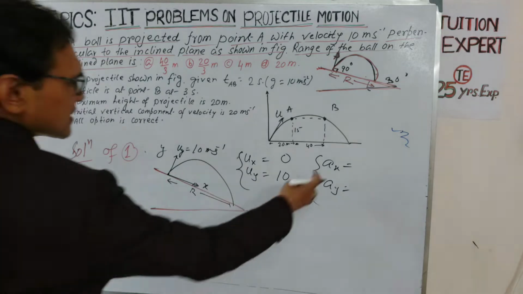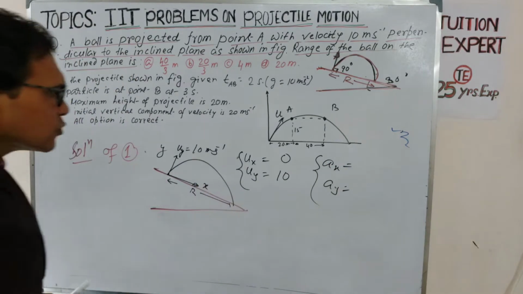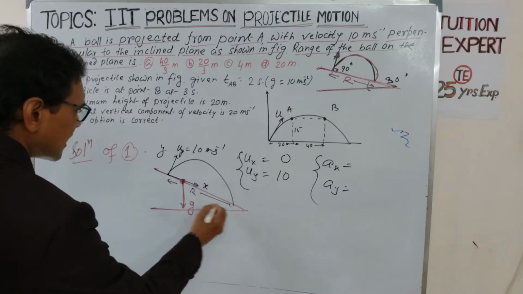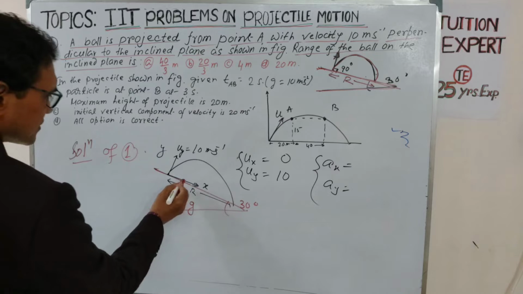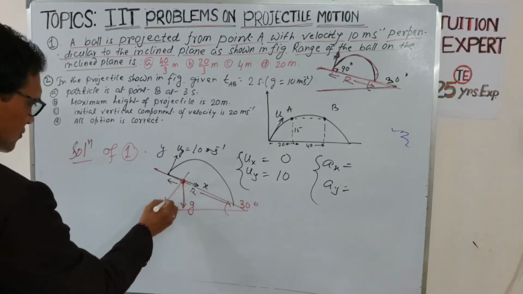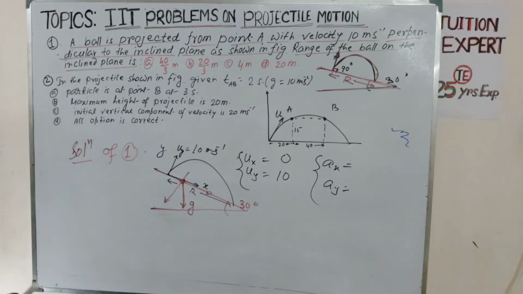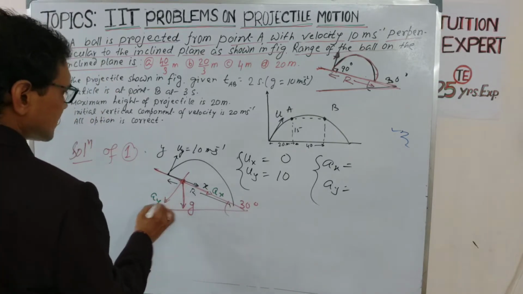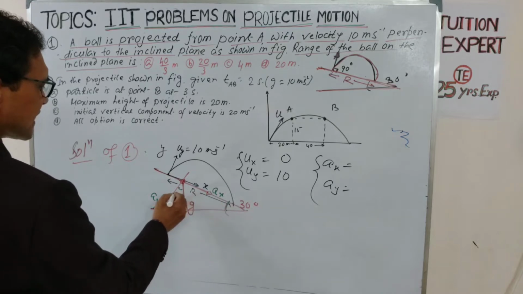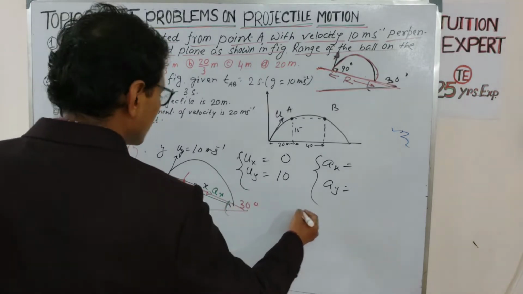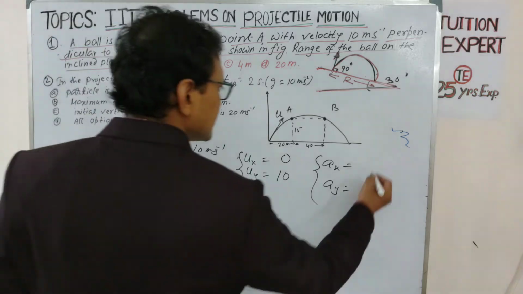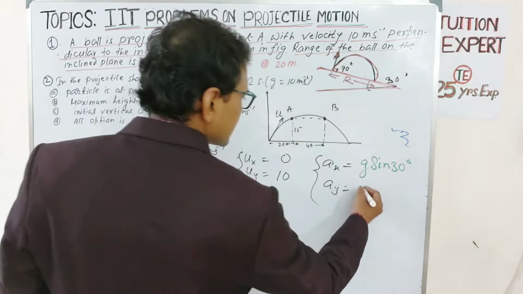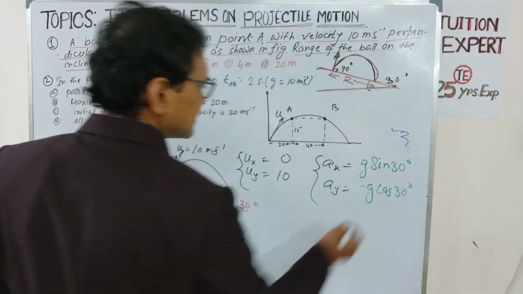Now what is the acceleration along the x-axis? To find the acceleration, this is g, and this is 30 degree. There are two components of acceleration here. This is ax and this is ay. So this angle is 30 degree. ax equals g sin 30 degree and ay equals minus g cos 30 degree.